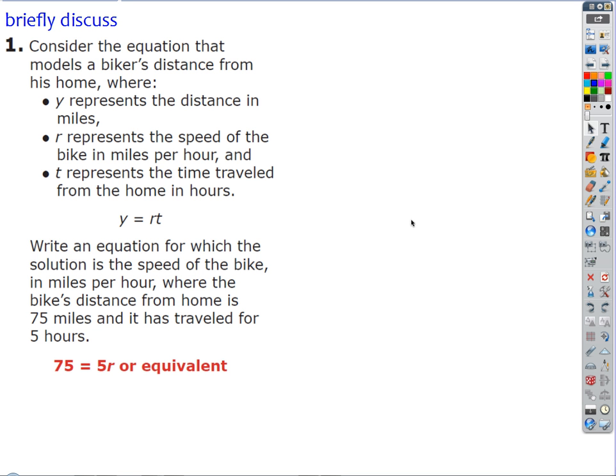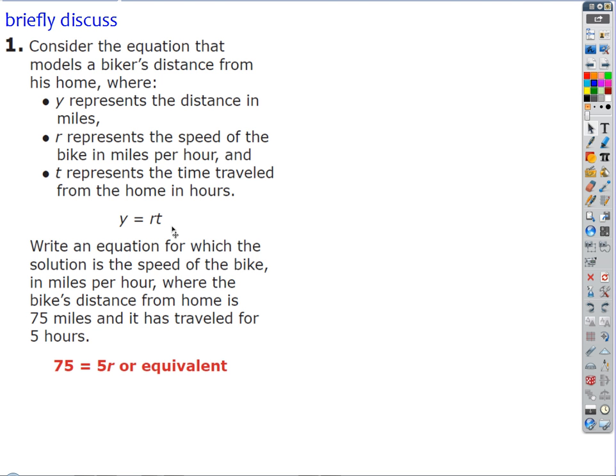Now, don't get intimidated by the amount of reading there is to do. When you do tests like this, where there's lots of reading, typically that means that they're assuming that reading is going to make it more difficult, so the math gets easier, right? So really, it's not a bad trade-off. If you think about this, it's not hard. They're telling you there's this relationship for a biker's distance from home. Y represents distance in miles, R represents speed in miles per hour, and T represents time he's traveled in hours.